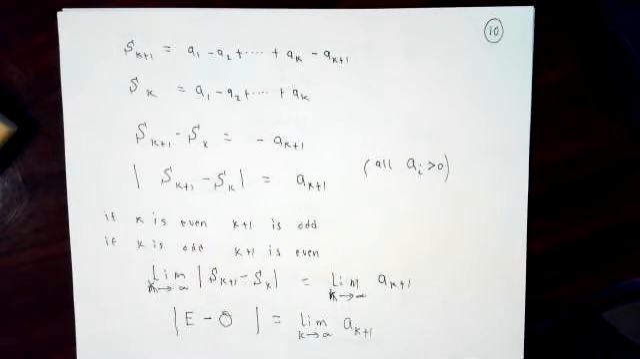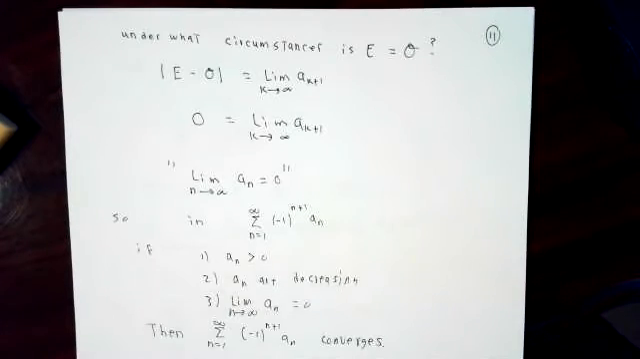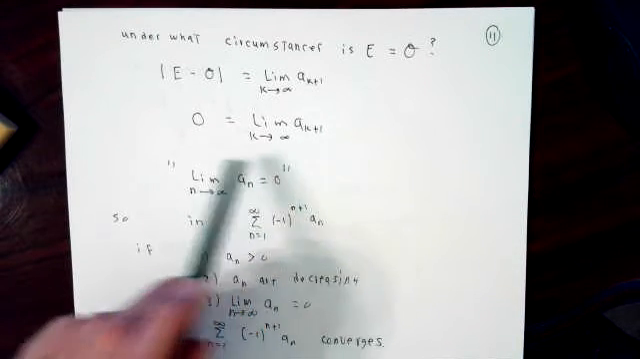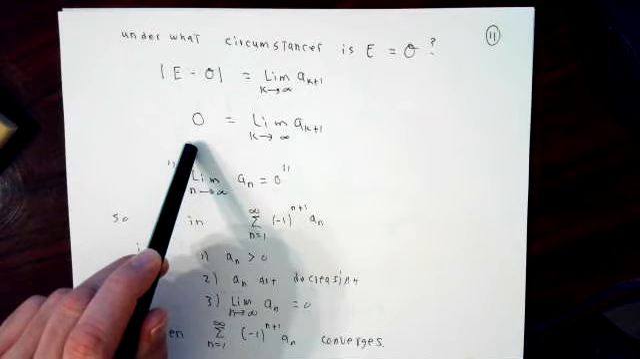What is it that we want? We don't want there to be any gap between E and O on the number line. The distance between E and O is the limit of the individual terms. So what circumstances lead you to the conclusion that E equals O? The limit of the individual terms has to tend to 0.